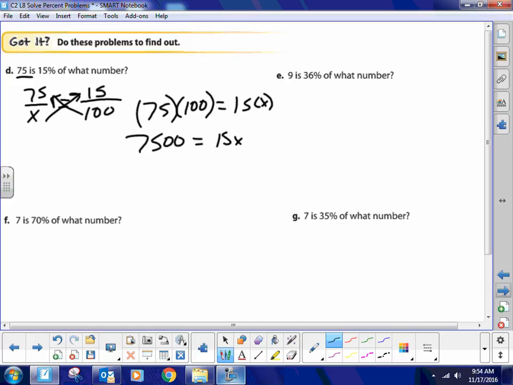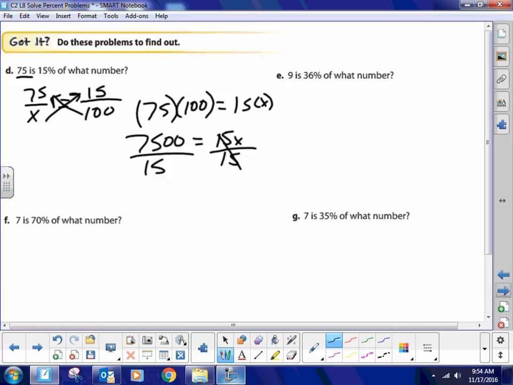You could take away the parentheses, and 15x is an actual. As far as mathematicians are concerned, we recognize that 15x is 15 times a number. We don't know that number, so that's what we're doing. We leave it as an x. All right? We divide everything by 15.